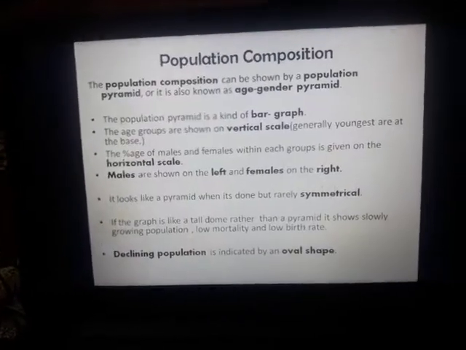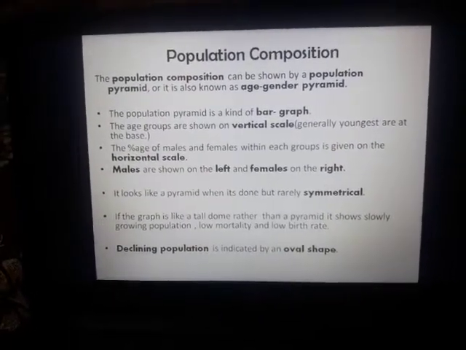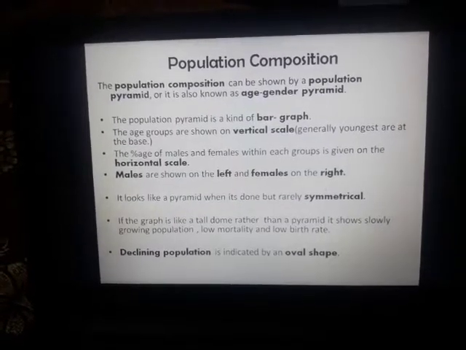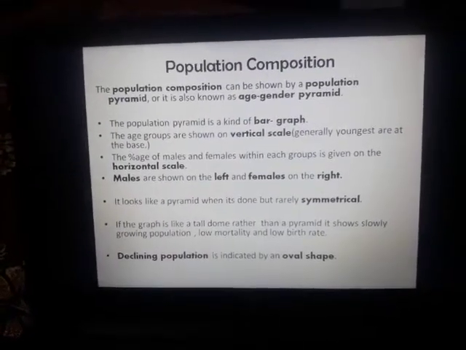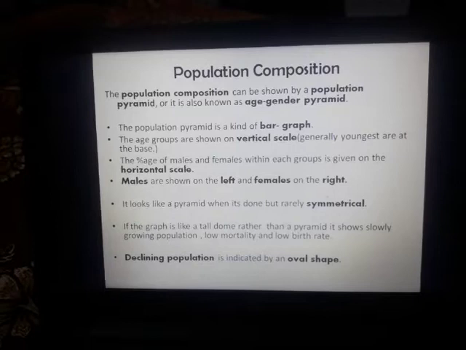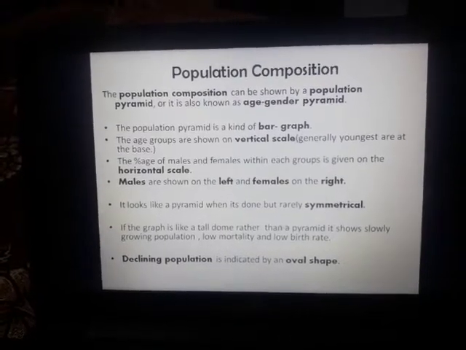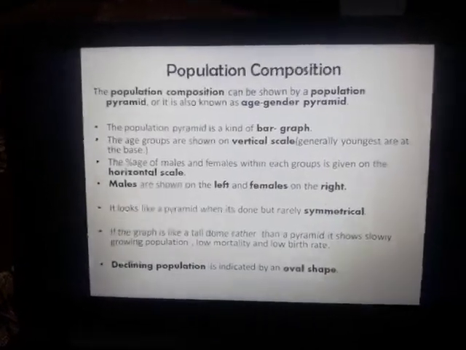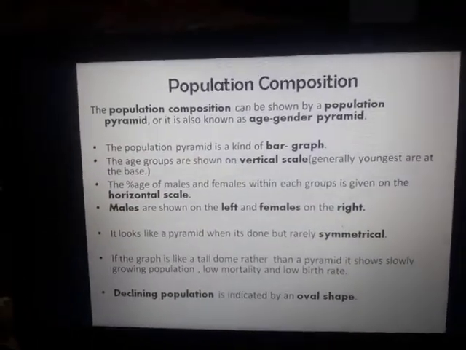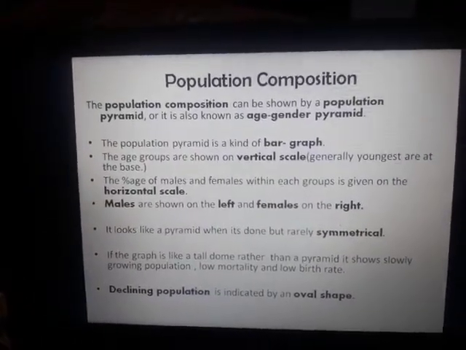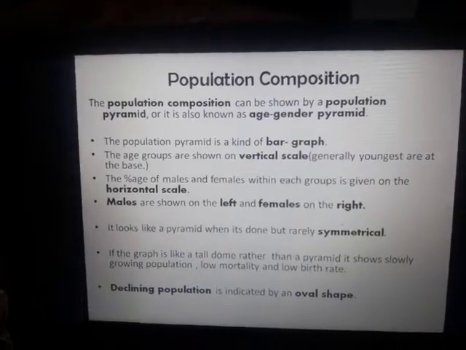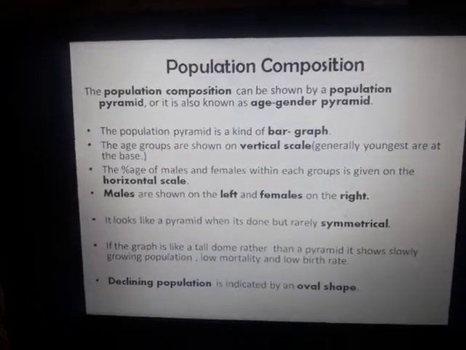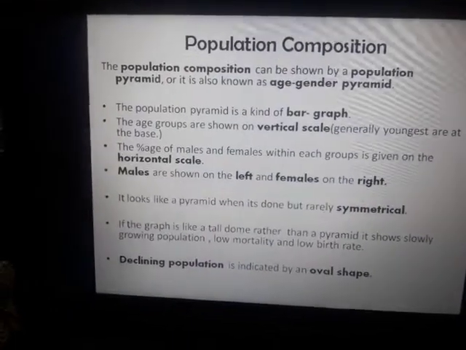Now let us talk about population composition. The population composition can be shown by a population pyramid, or it is also known as age gender pyramid. The population pyramid is a kind of bar graph. The age groups are shown on the vertical scale, where the youngest ones are at the base.